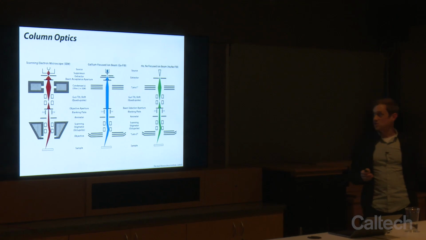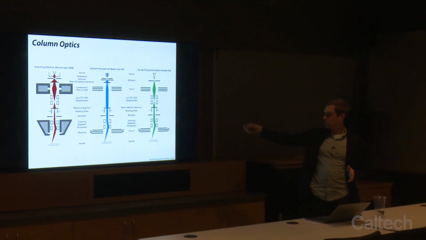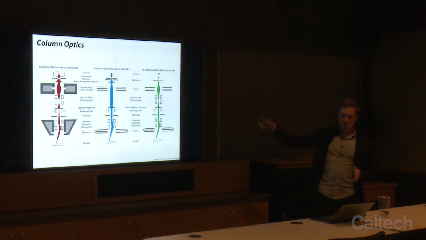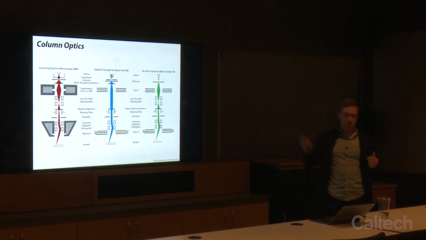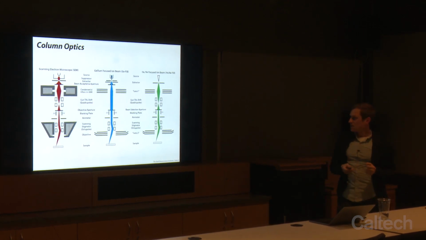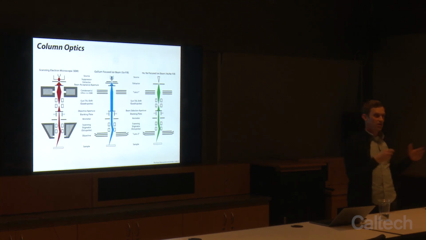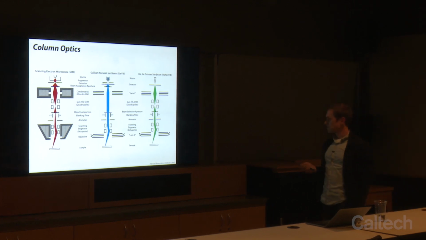So those were the sources. The column optics, again, we'll see that they're largely the same. If we look at them in a cartoon diagram format, we can see they have similar lenses, they have similar stigmators, similar source construction, and again, that's what we're going to use to ground ourselves and make sure that we understand how the analogies work across the different microscope platforms.